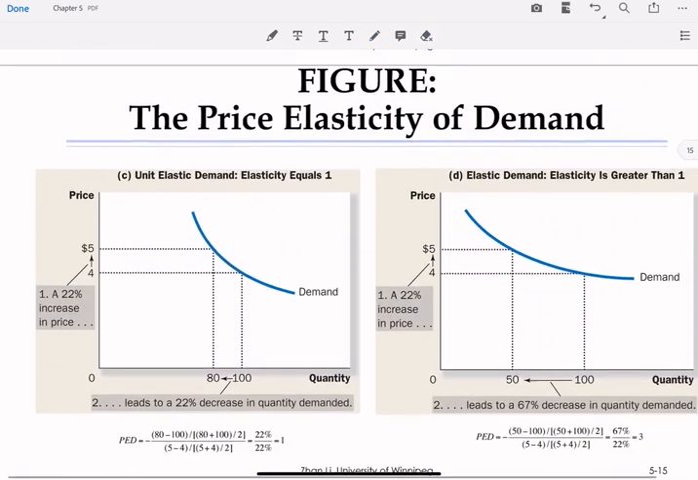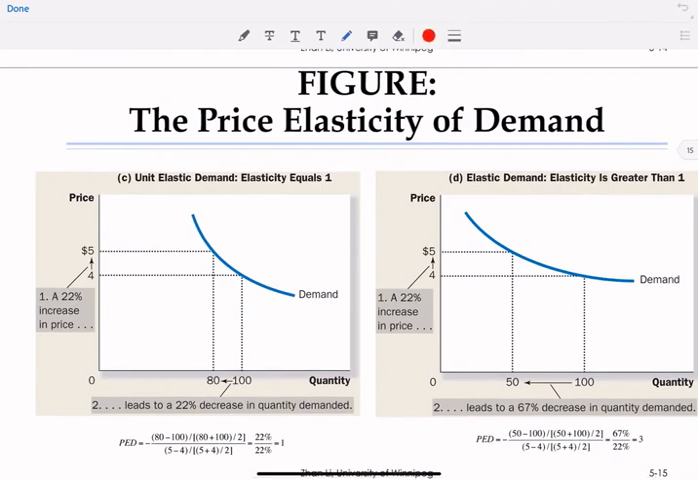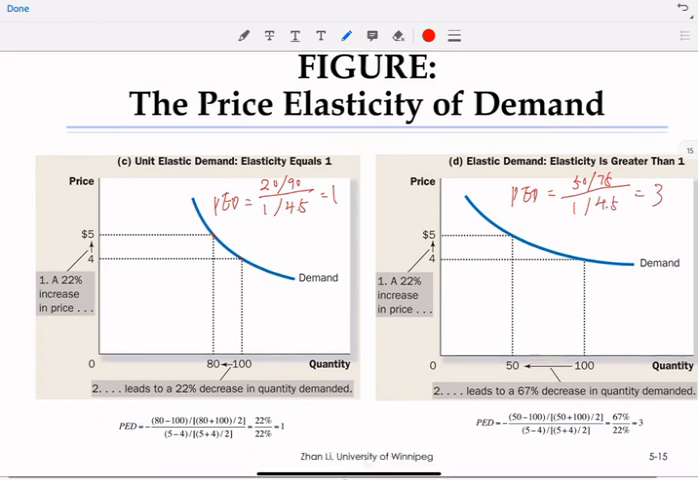Okay, now let's see the third one. So for the third one, PED is 20 divided by 90, and 1 divided by 4.5, which gives us 1. For this one, we have PED equals 50 divided by 75, and 1 divided by 4.5, which is 3.